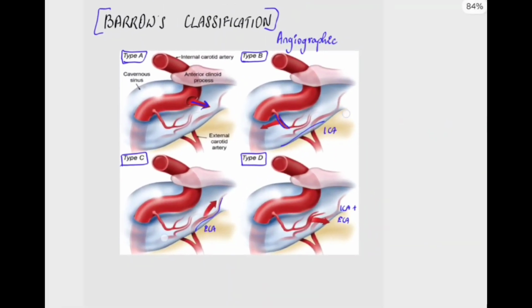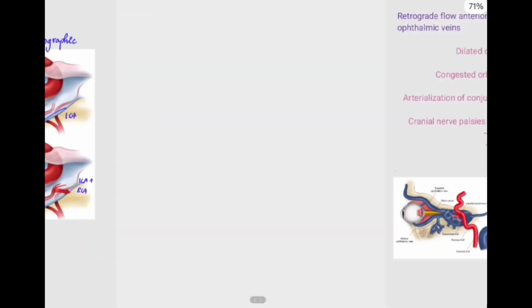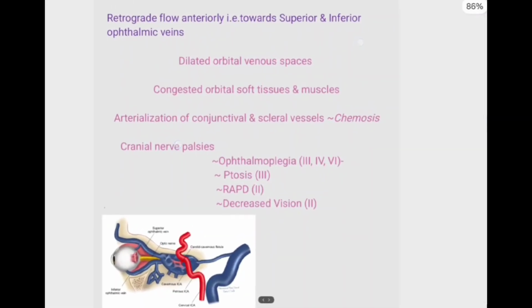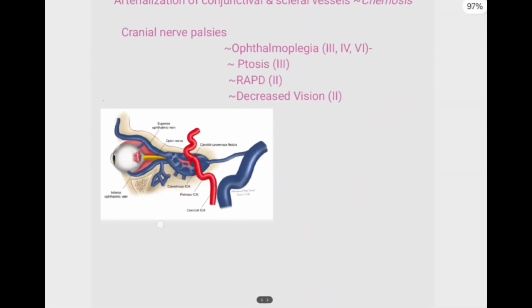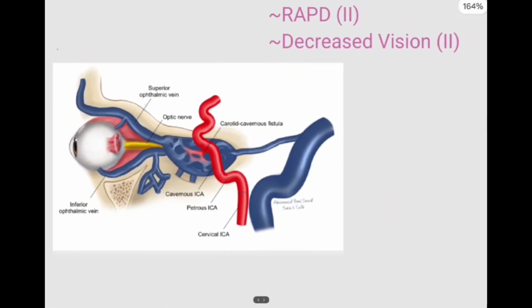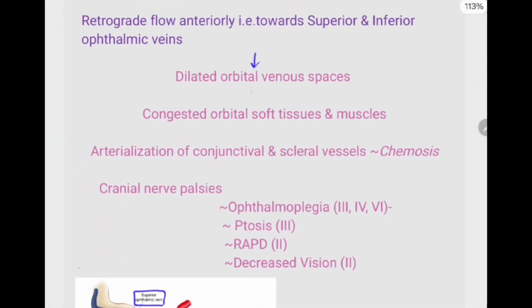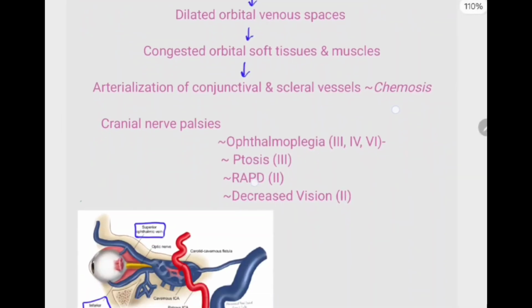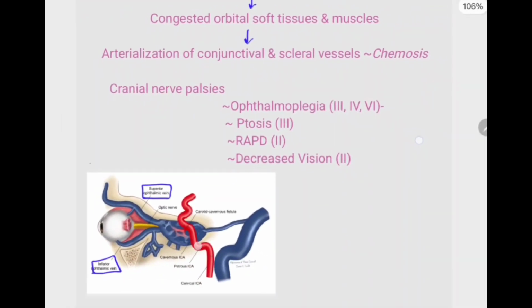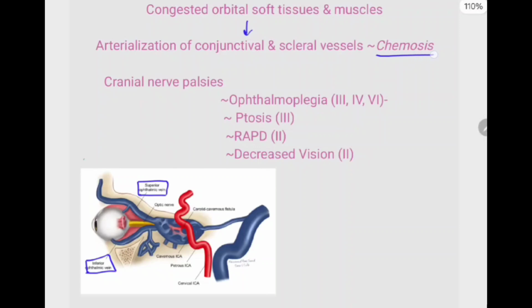Next, coming to pathophysiology of CCF. If there is retrograde flow anteriorly, that is towards superior and inferior ophthalmic veins, it will cause symptoms such as dilated orbital venous spaces, causing congested orbital soft tissues and muscles, leading to arterialization of conjunctival and scleral vessels, causing chemosis along with cranial nerve palsies.